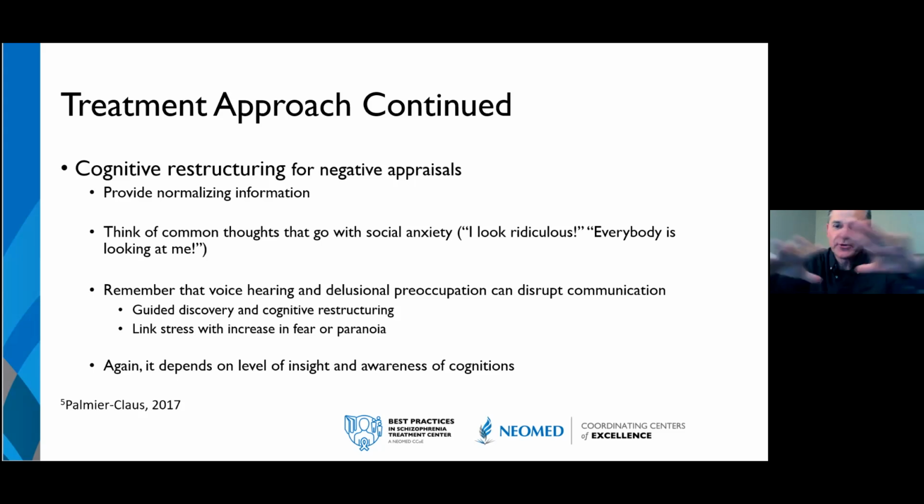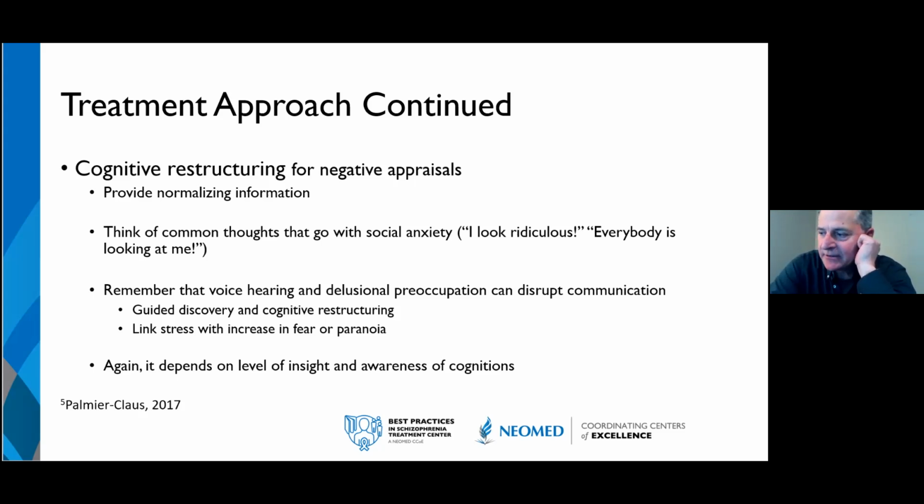And then, to create a space to then talk about it. And then you can kind of begin to look at the common cognitions that go with it. And they can be the whole category of social anxiety kind of concerns, which you can work with in cognitive restructuring. Or there could be more of a delusional or a voice hearing component to it, which you would then kind of normalize and then explore a little bit.